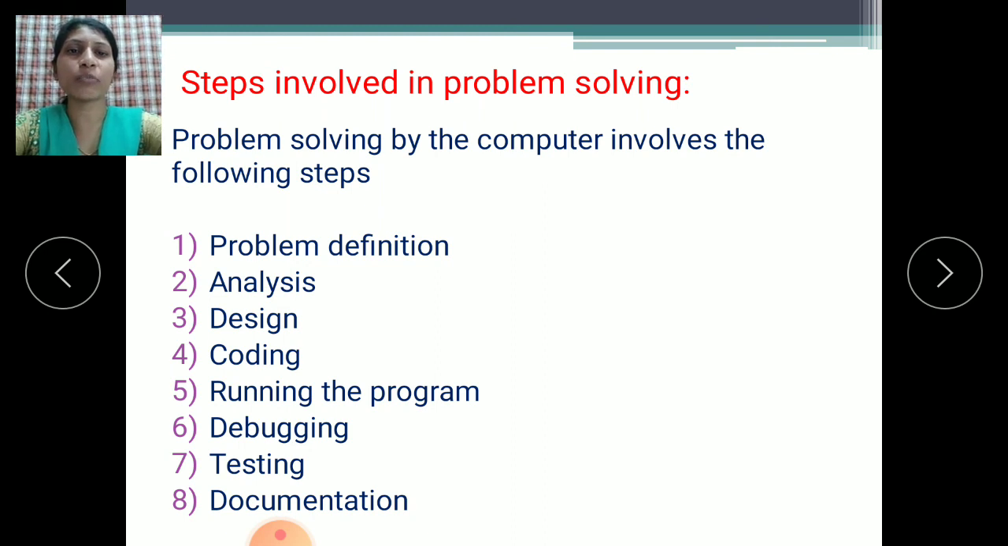Then the next and last part of problem solving is documentation. After all these steps are done, the last part is documentation. Prepare the documentation of that program. There are two types of documentation: internal documentation and external documentation. We will discuss all these 8 steps in detail in the next video.